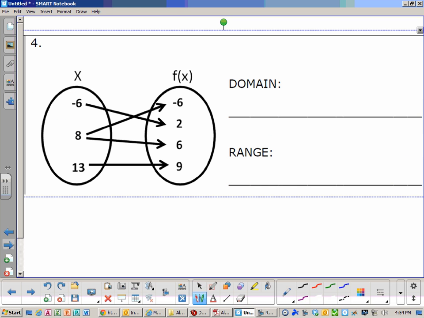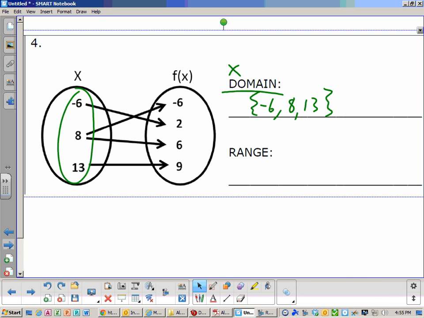This one looks a little tricky, but it really isn't. You know, domain, once again, is a set of values. It's 3 values this time. Domain stands for, once again, X. So what are your X values? Those are your X values: -6, 8, 13. And your range, well, I'll let you figure that out.